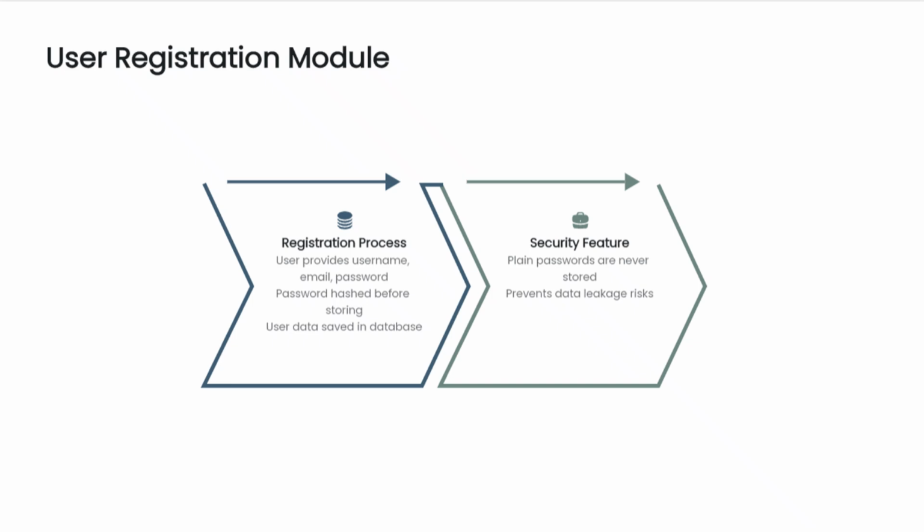User registration module. Now let's look at how user registration works. When a new user signs up, they provide three things: a username, an email, and a password. The crucial step here is password hashing. Instead of storing the raw password, the system hashes it first before saving anything to the database. This means even if someone gains access to the database, they can't see the original password. This simple but powerful design decision prevents data leakage and forms the foundation of our security model.